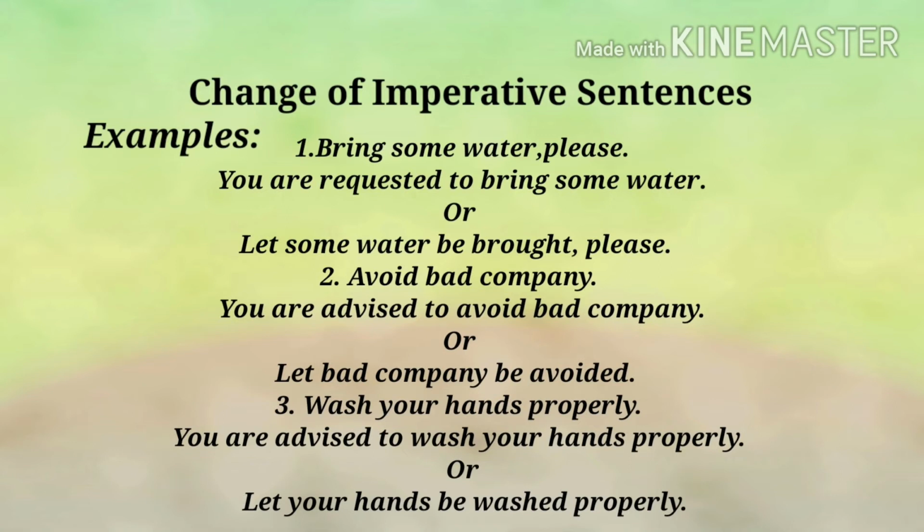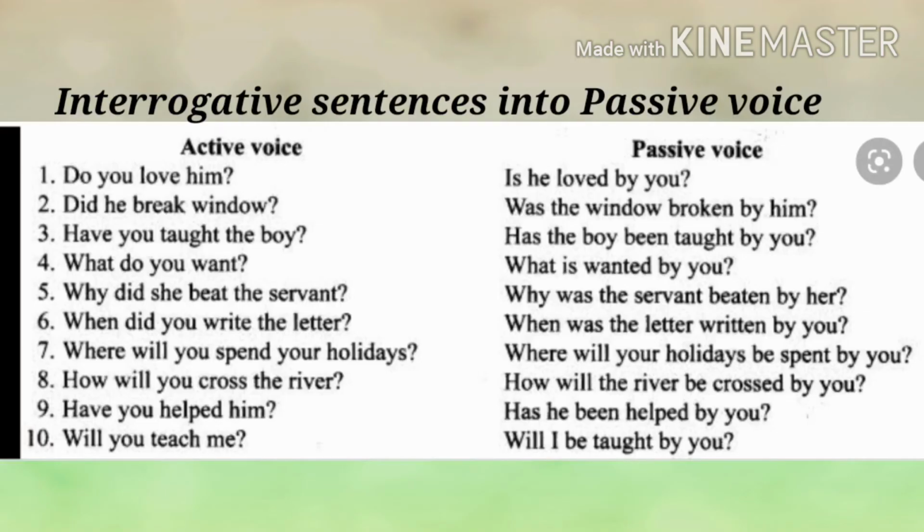We are using the verbs advise, request or order. We will use the third form of the verb, like you are requested, you are advised or you are ordered, and the rest of the sentence we connect with "to". And if we are using let, after let comes the object, after the object comes be, and after be the third form of the verb. How to change interrogative sentences into passive voice?